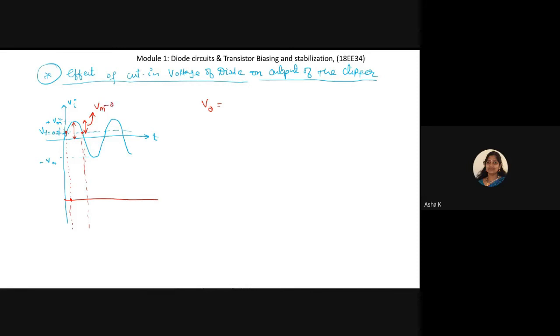How much is the knee voltage? 0.7 is the knee voltage. This is nothing but V input voltage minus 0.7. So I'll write here V input voltage minus V knee voltage is the amplitude of the waveform that I am getting at the output side. The amplitude of the waveform that I am getting here is V input minus V knee voltage. So this is the amplitude of the output voltage.